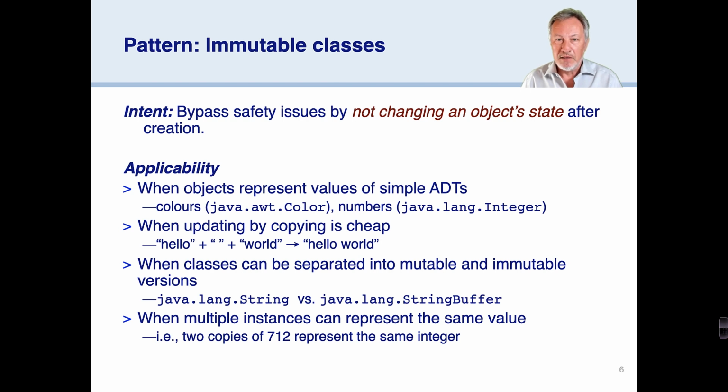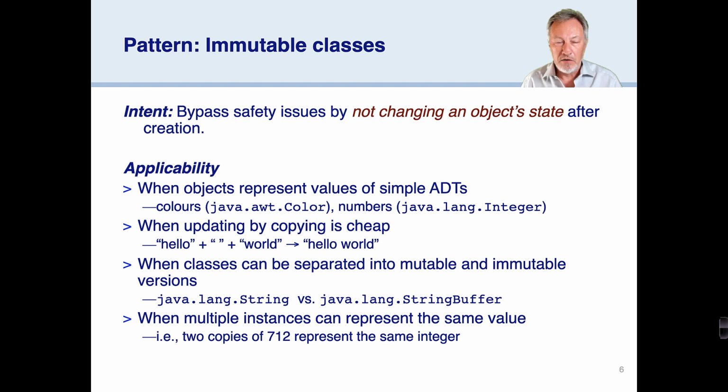It can also be interesting if you have a situation where multiple instances really represent the same underlying value. So for example, numbers. 712 is always 712. The color red is always the color red. So you can then think of those as being the same underlying values.